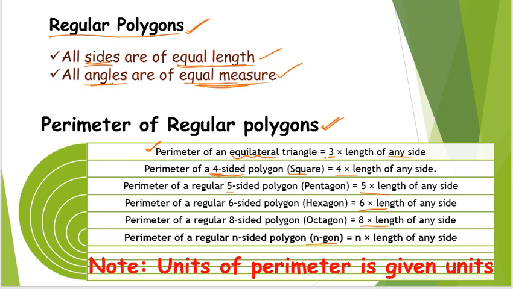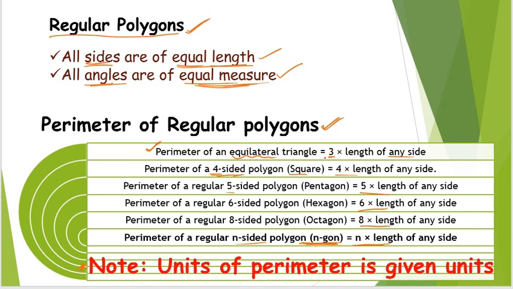Likewise if you consider an n-gon, which means an n-sided polygon, we can simply write it as n into the length of any side, right? So if you know one side of a regular polygon, then directly the number of sides into the length of any side gives me the answer, right? Now here is the note point: the unit of perimeter is nothing but the given units. Whatever units are given in the question, those units you need to consider as the units, right?